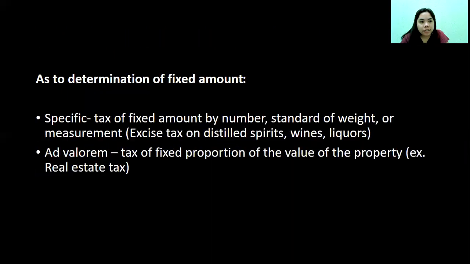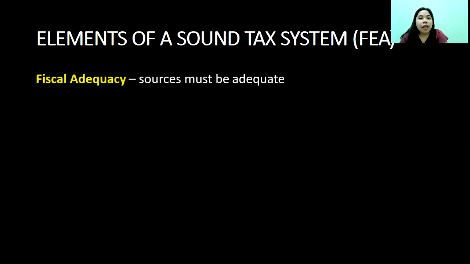Classification of taxes. Next is the elements of a sound tax system. Take note of this class. First element of a sound tax system is first fiscal adequacy. So taxes or the sources must be adequate. So ang ginakuhaan natin sa taxes dapat enough siya, no, to cover the expenses of the state.